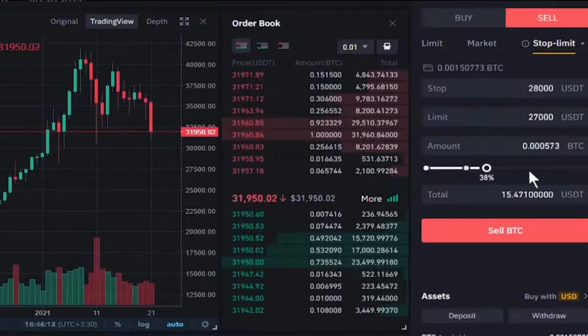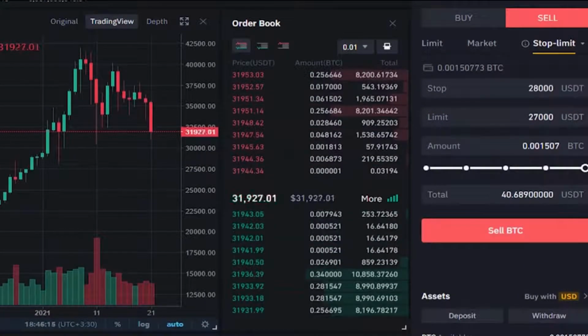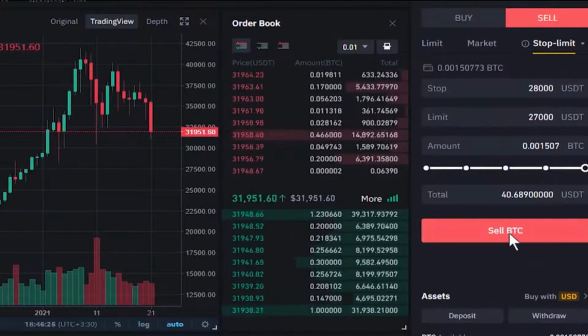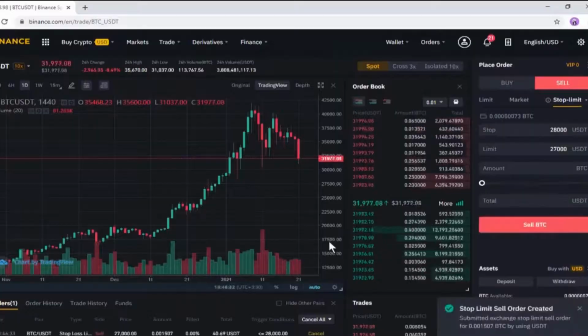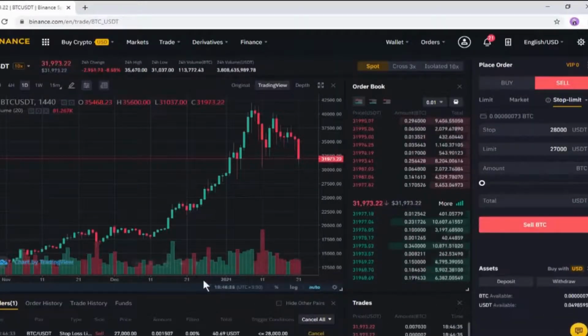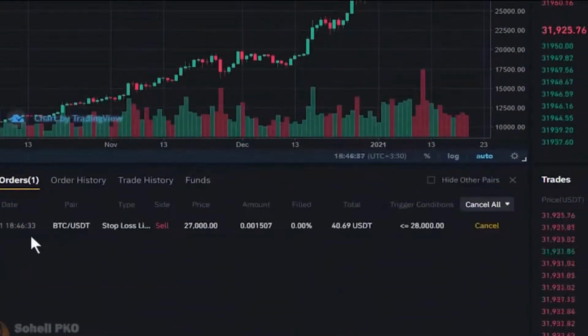And for the amount we set it on 100% of our total available Bitcoin, and by clicking on sell BTC, here's the confirmation, by clicking on confirm, and it's done, successfully placed. And here is the order information. As you can see, we have trigger conditions which is less than 28,000. So when the price falls and reaches 28,000, this limit order, which is actually set on 27,000, becomes active and goes to the order book.